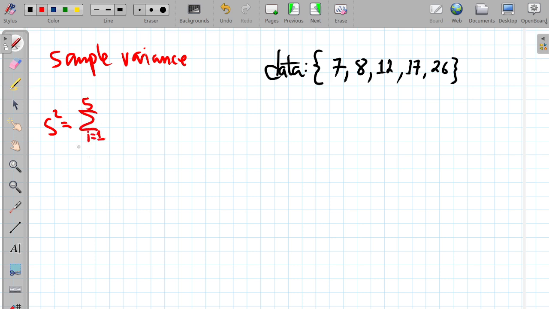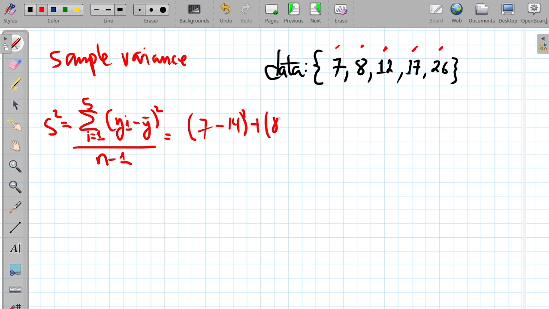So we're going to go from that. And this is going to be y sub i minus y bar squared, just like before, but now we divide by n minus 1. There's a theoretical reason for that. I don't think we'll probably talk about that in this course, but we'll see. Maybe sometimes it's nice to talk about more complicated topics, but not too early in a course. Now remember, this is y sub 1 right here, y sub 2, y sub 3, y sub 4, y sub 5. Because this is basically the same computation, I'm just going to write it out. So we had 7 minus 14 squared. And we have 8 minus 14 squared. And we have 12 minus 14 squared.